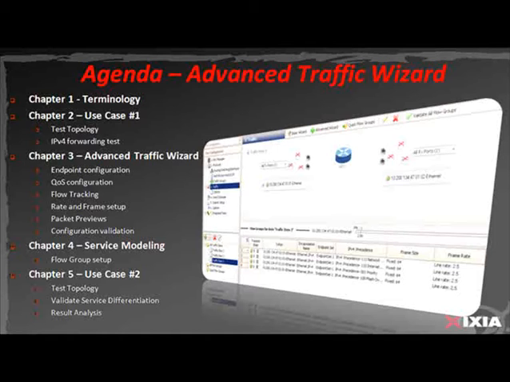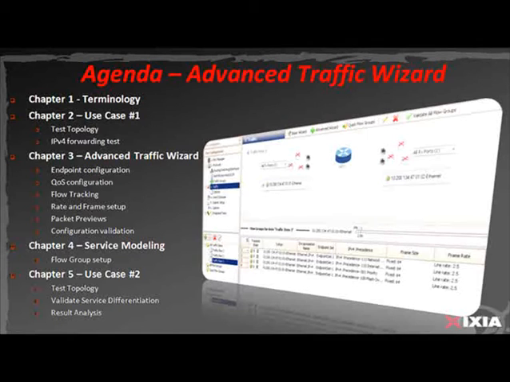In Chapter 2, we will look at a sample use case and we will explain the test topology. It's a simple IPv4 packet forwarding test where we have 4 IXIA ports connected to a device under test with and without VLAN encapsulation. In Chapter 3, we'll jump into details on the Advanced Traffic Wizard.